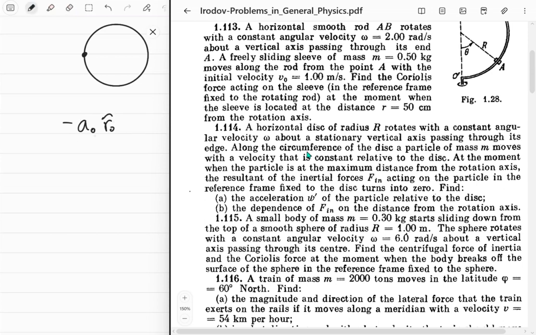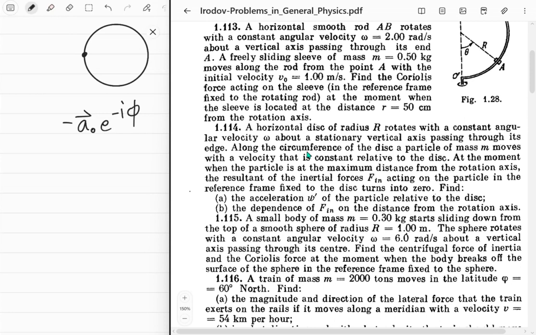It's like acceleration of origin times r naught hat. So actually it should be like that, e to the power of minus i phi, where phi was the angle that this rotating frame's origin made with the axis of the non-rotating frame, right? So that was one thing. And the a naught vector is the acceleration as seen in the non-rotating frame. So it's the acceleration of the origin of the rotating frame as seen in the non-rotating frame.